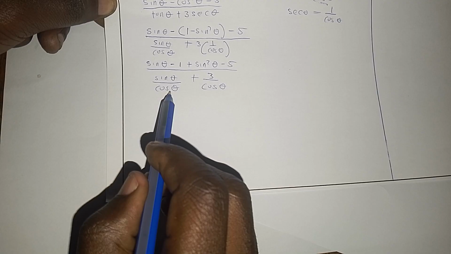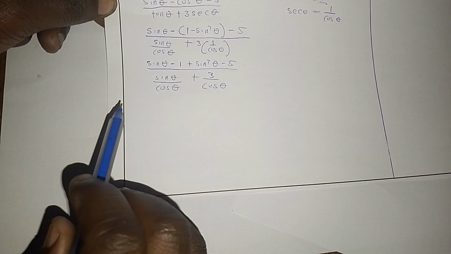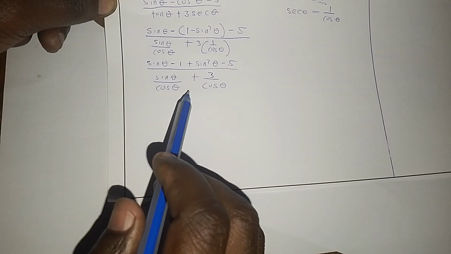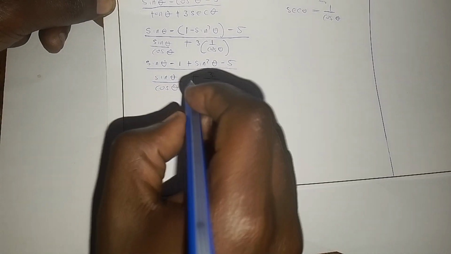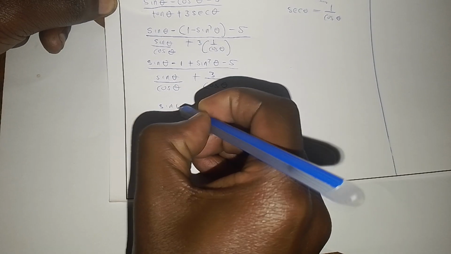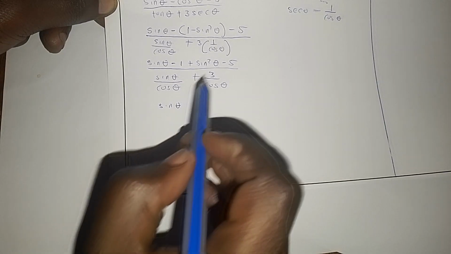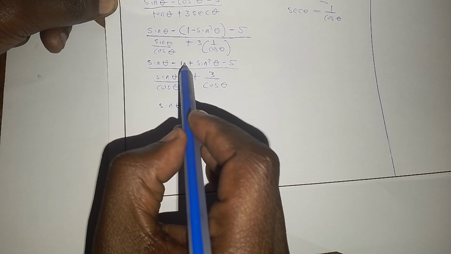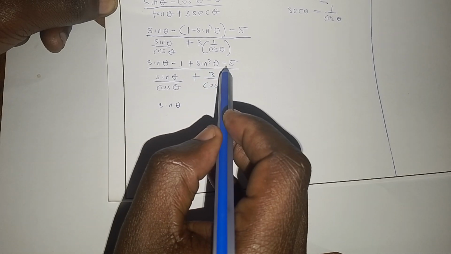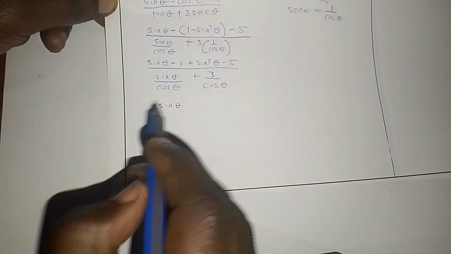When I reach this point, I want to put cos theta and cos theta under one denominator. Since they are the same, I will just add the numerators. I have sine theta the way it is. I can also add negative 1 and negative 5, as you can see there.